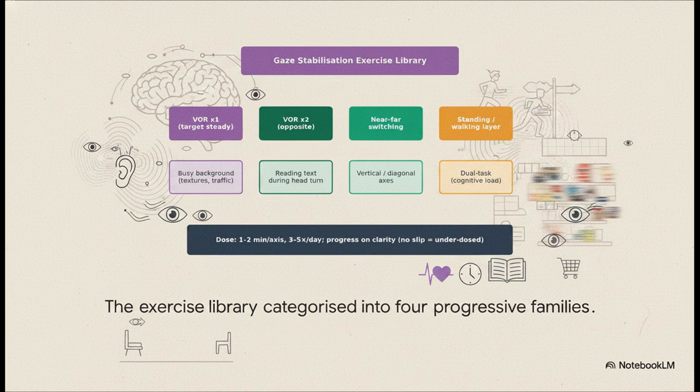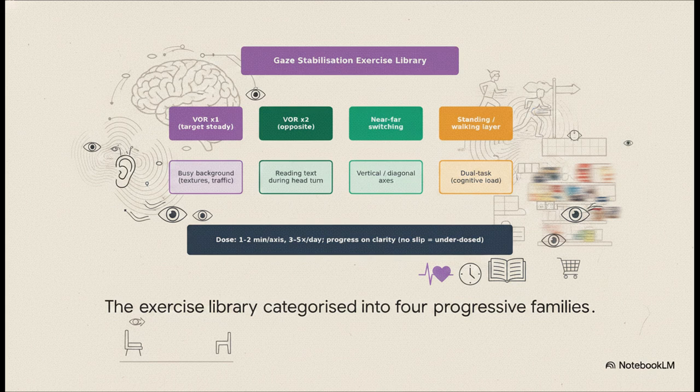Section 2, core drills and standard dose. Now let's dive into the actual exercise library itself. We want to see exactly how to dose these drills right from session 1, so every single patient looks like patient A. The entire gaze stabilization exercise library can be beautifully categorized into 4 progressive families.